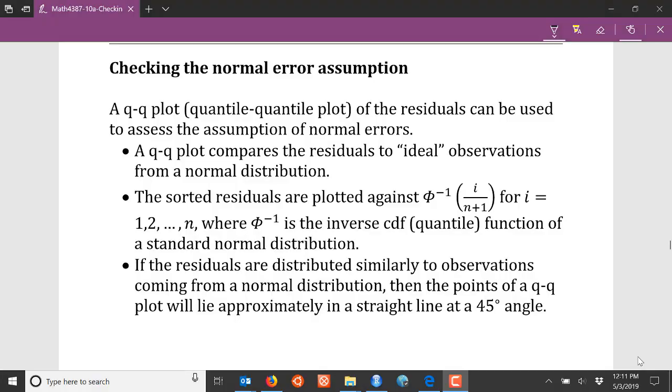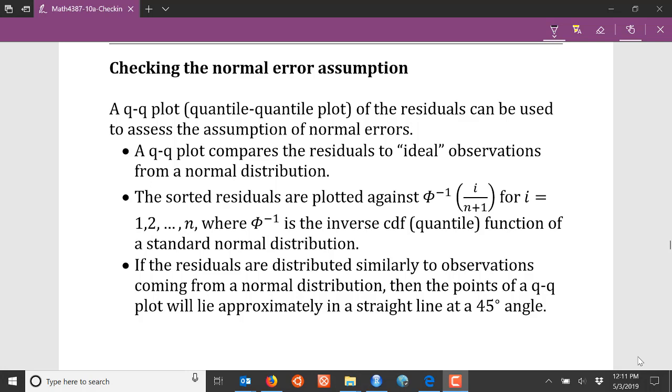In this video, we're going to talk about how to assess whether the errors of a regression model appear to come from a normal or Gaussian distribution. And there's various ways that you can check this assumption. We're going to focus on one main approach, with one testing approach that I'm actually not a huge fan of.